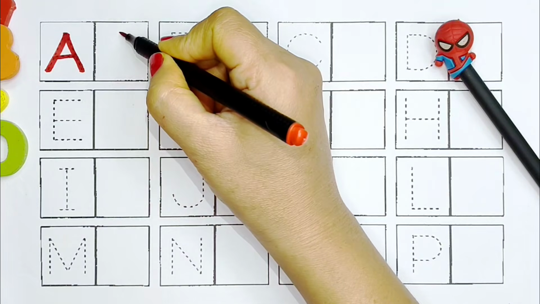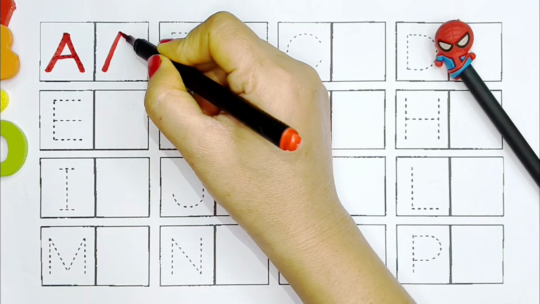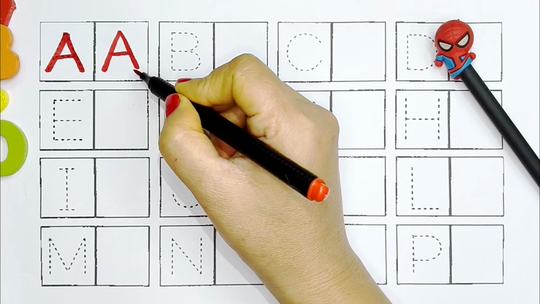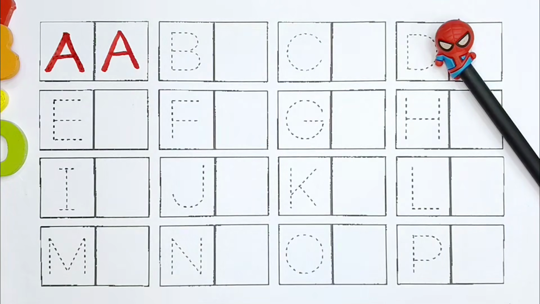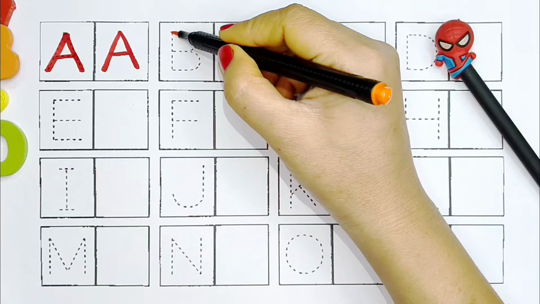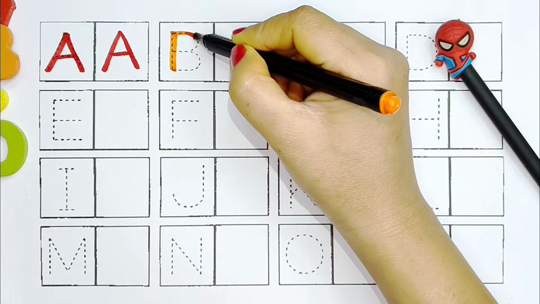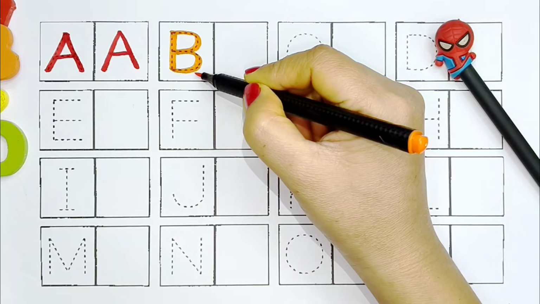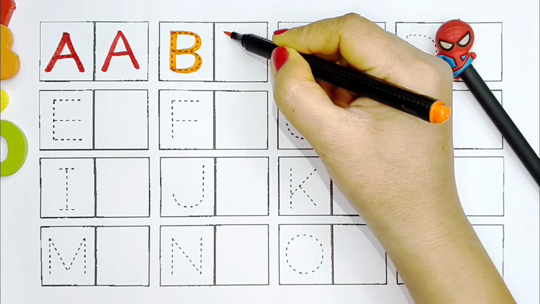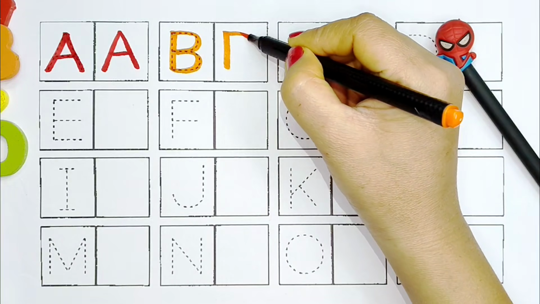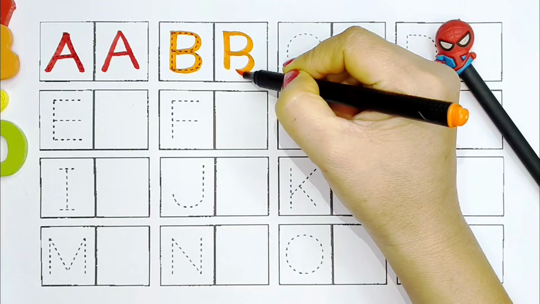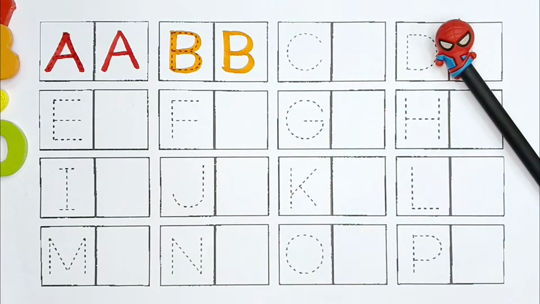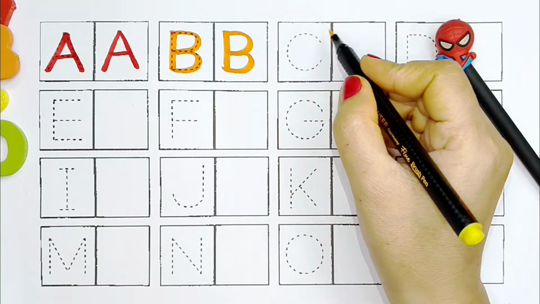A for alligator. A for apple. Orange color. B for butterfly. B for ball. Yellow color.